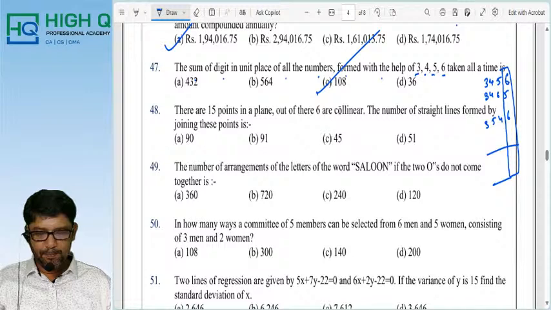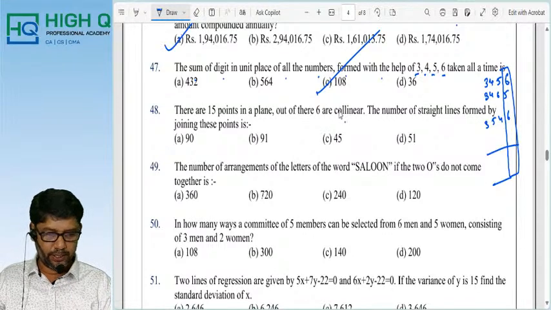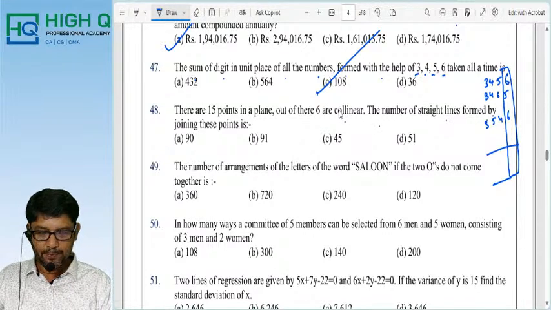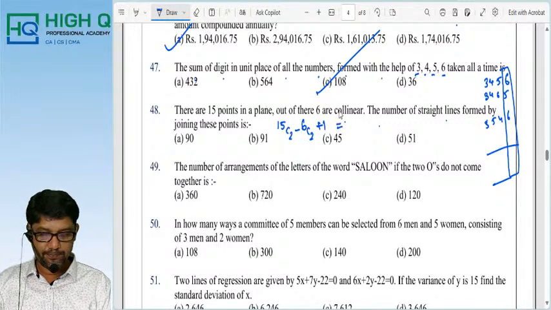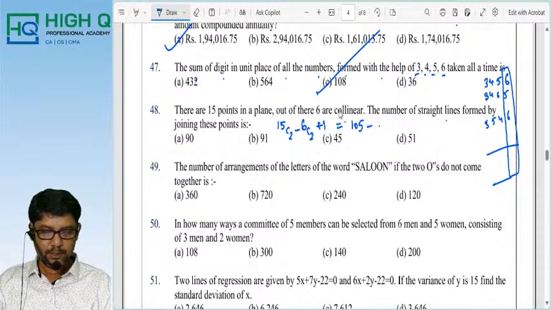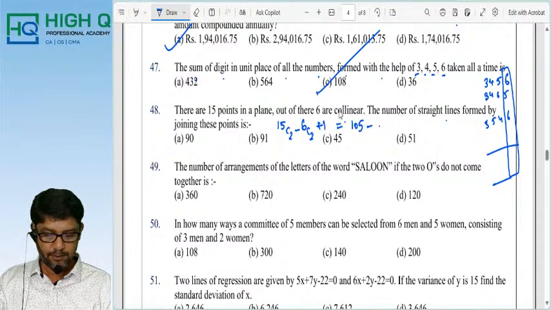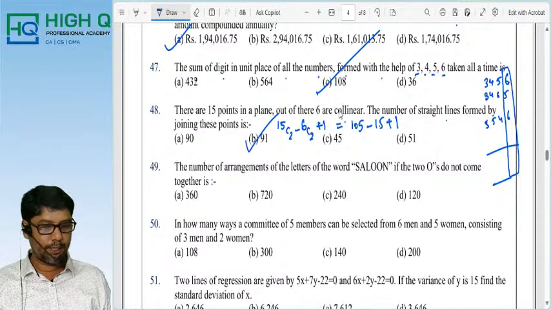There are 15 points in a plane out of which 6 are collinear. The number of straight lines formed by joining is 15C2 minus 6C2 plus 1. Tell me what is 15C2? 105. 6C2 is 15. Plus 1. I am getting 91.